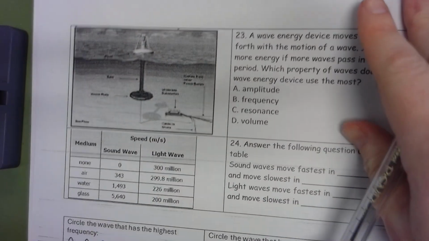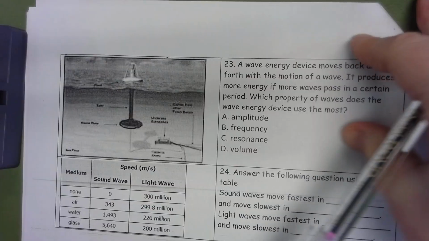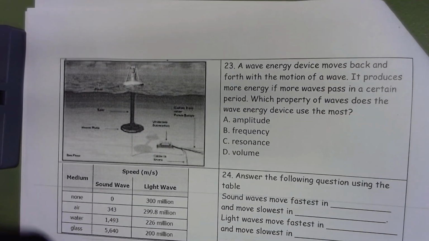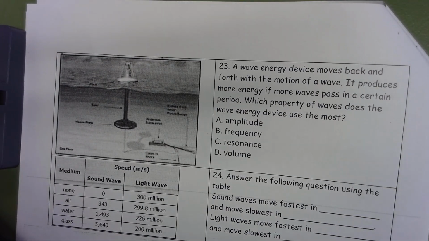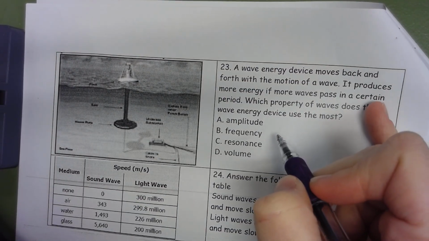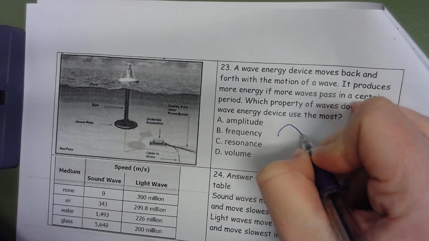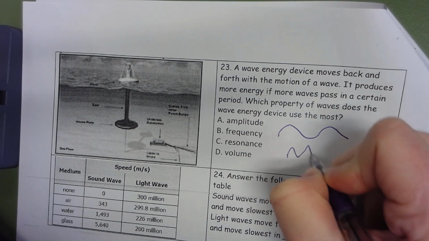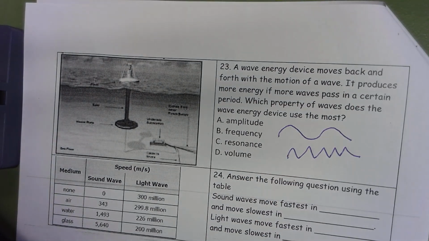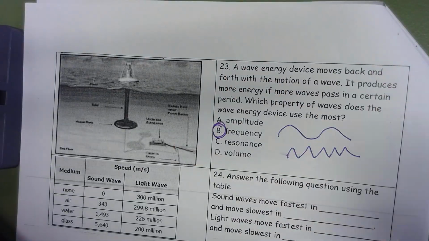Alright, this question keeps showing up over and over again. A wave energy device moves back and forth with the motion of a wave. It produces more energy if more waves pass in a certain period. Which property of waves does the wave energy device use the most? Well, if it's moving back and forth, that's going to deal with amplitude or frequency. Remember that amplitude is how high a wave is and the frequency is how often it's happening. In this instance, it has to be frequency.